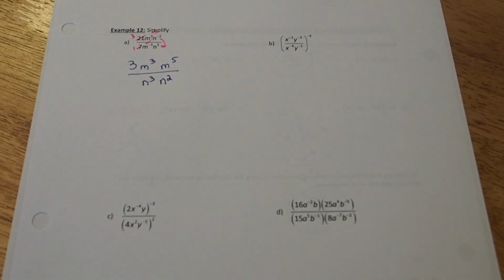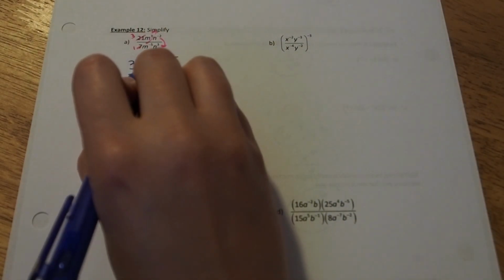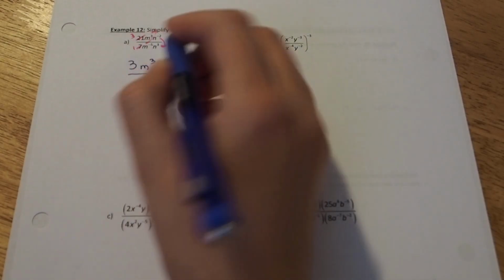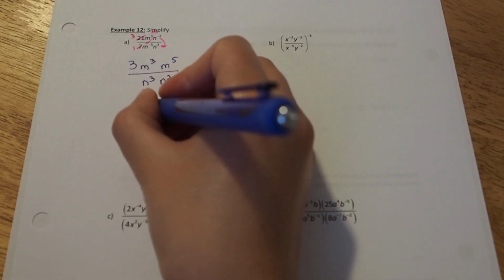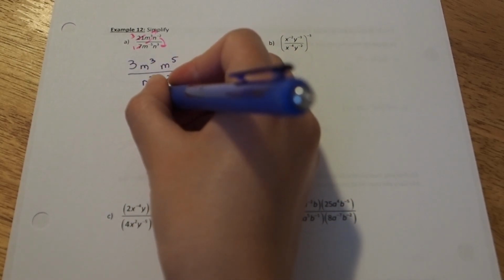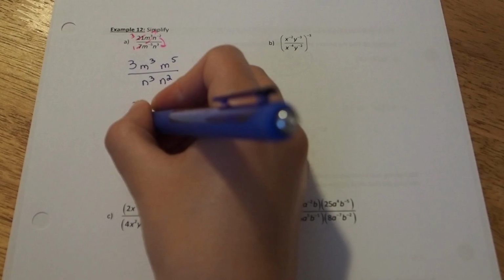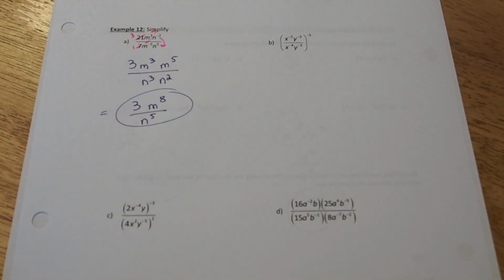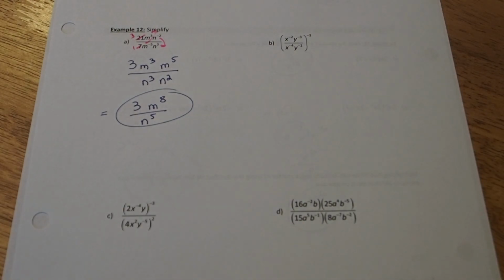Then I can follow the rules to add up the same bases. If I multiply them together, I add up the powers of the same bases. So I'm going to end up with 3m to the 3 plus 5, so 8th, over n to the 3 plus 2, so 5th. There's more than one way to get this answer. You could subtract first or you could move first. I prefer to move my negatives first.